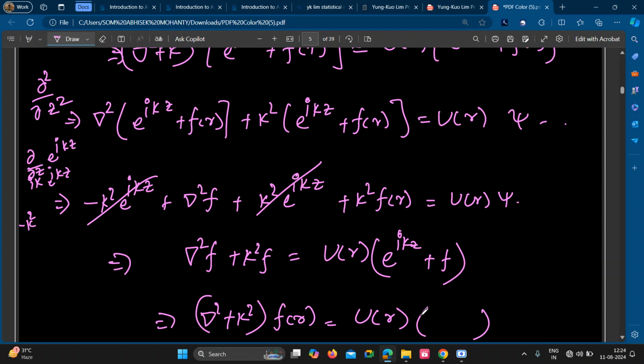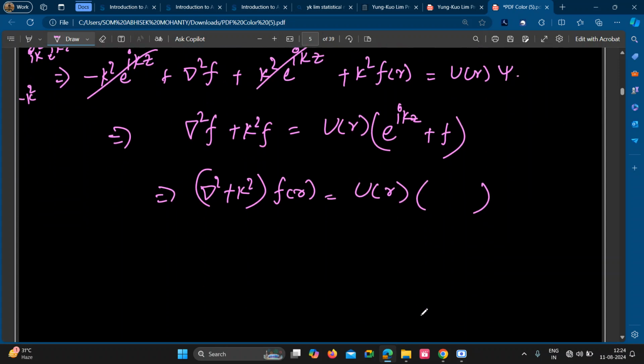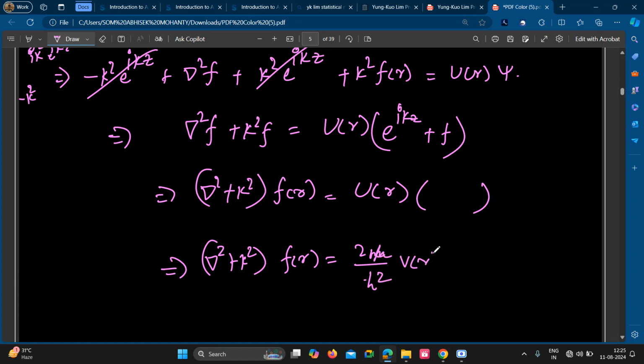Yes, that will be the expression. Now in place of U of r, I can put the value we had taken earlier, 2 mu by h cut squared V of r, times e to the power ikz plus f. So this will be the differential equation including f of r. I hope you understood.